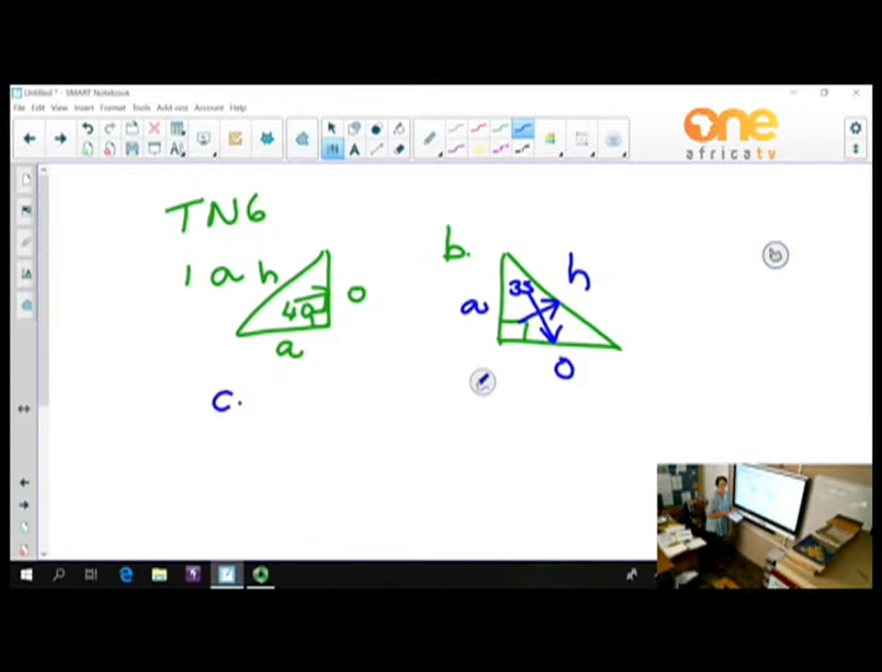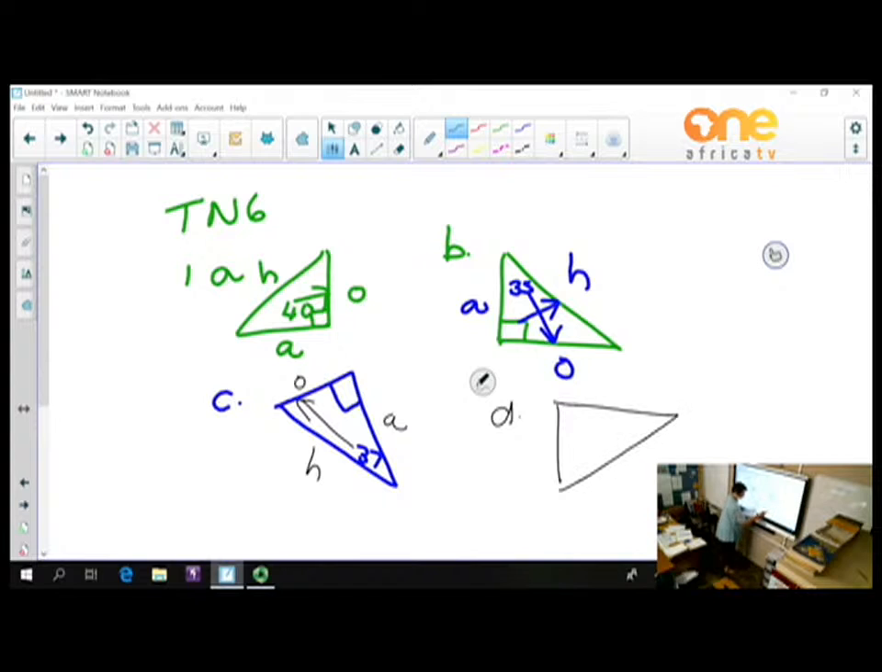Number C. Now first try this one on your own before you listen further to my recording. That one is 90 degrees. This one is marked 37. So, which one is opposite the marked angle? That angle there. This one is the hypotenuse. This one is adjacent, next to the angle.